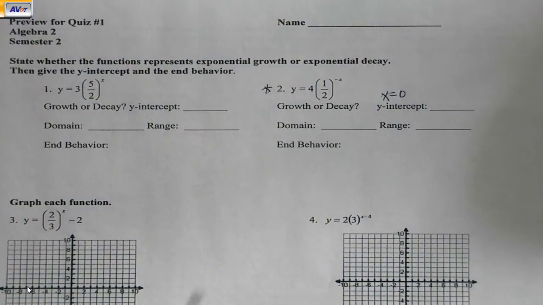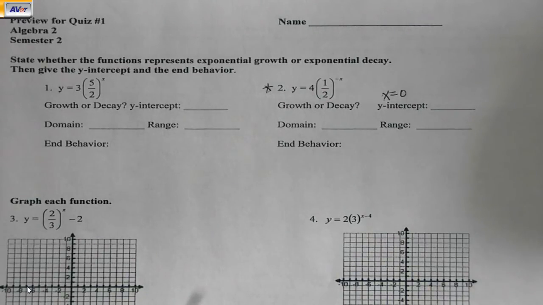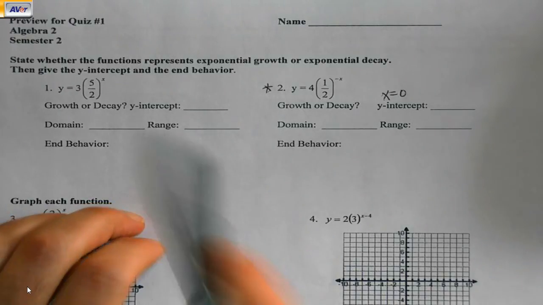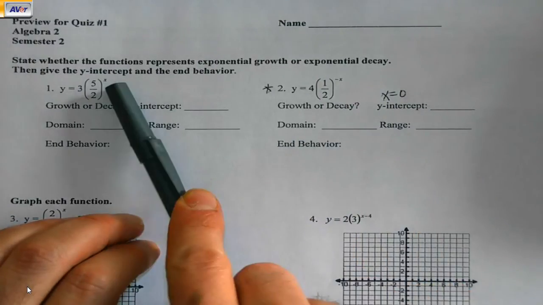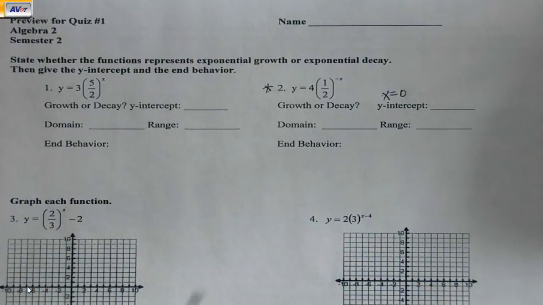So, let's see here. State whether the function represents growth or decay. Then give the y-intercept and the end behavior. Now, could I just type this into my calculator? Sure. Am I going to just type this in my calculator? No. Here's why. I noticed something right away on both of these. I don't see plus or minus numbers afterwards or in the exponents, which means there are no shifts. That's going to actually make my life easier.